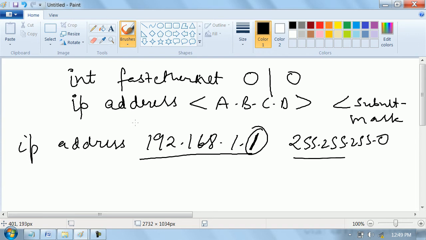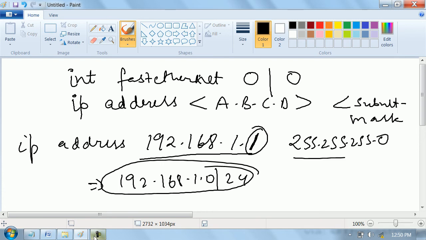What will the router do? The router will multiply the IP address with the subnet mask. The result will be the network ID. One doubt is clear. What was the doubt? The doubt was, sir, why can I not assign the network ID to any computer? This is the reason: because the network ID is used by the router. When the router has to make communication possible between or among different networks, who will use the network ID? The router. This thing is clear? Now, what will be the network ID? 192.168.1.0.